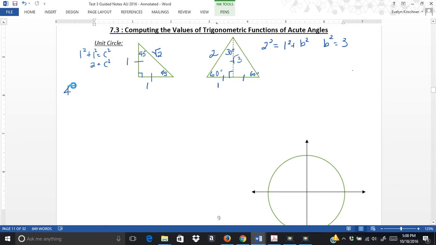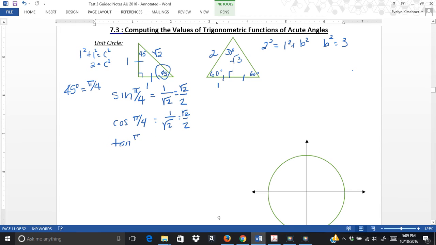What I wanted to remind you is 45 degrees is equivalent to pi over 4. So I could say that the sine of pi over 4 is opposite over hypotenuse, which if I rationalize the denominator is radical 2 over 2. Cosine of pi over 4, and I'm picking this angle here, is adjacent over hypotenuse, which also is radical 2 over 2. And my tangent of pi over 4 is opposite over adjacent, or 1.